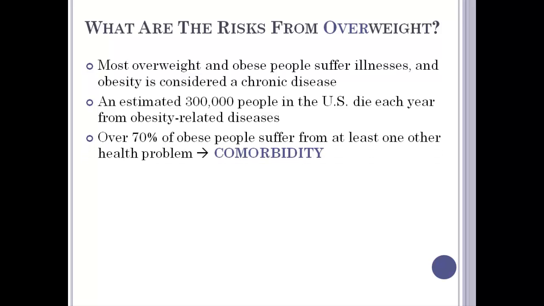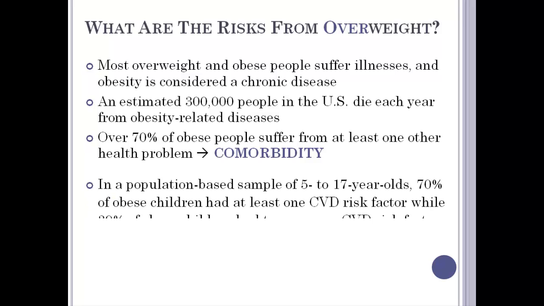Over 70% of obese people suffer from at least one other health problem. When we have these additional health problems, they're called comorbidities. What's so scary about overweight and obesity, and that's why I say it's the number one health epidemic that I'm concerned about, is that it leads to so many other health problems. It's not isolated in and of itself. So comorbidities are a very real risk, and 70% of obese people suffer from at least one other comorbidity.